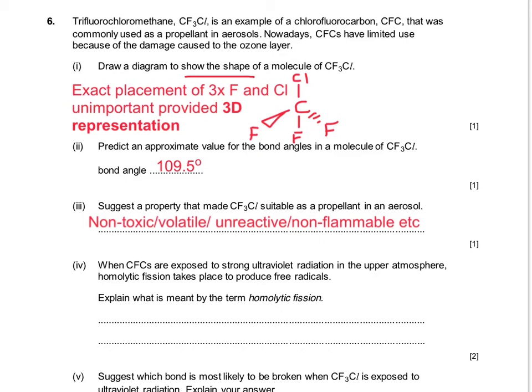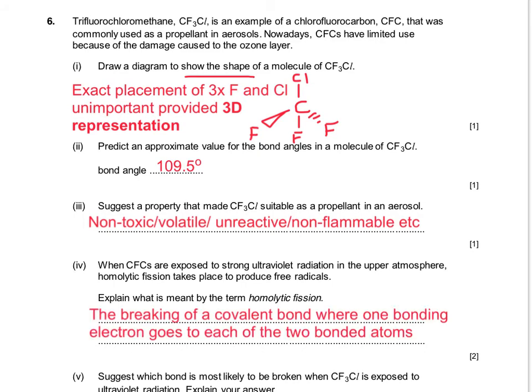Okay, then the next part, when chlorofluorocarbons are exposed to strong UV radiation in the upper atmosphere, you get homolytic fission taking place. So you've got to explain now what homolytic fission actually is. But you need to be quite specific about how you say it. So I'd say the breaking of a covalent bond where one bonding electron goes to each of the 2 bonded atoms. Because you can see there quite clearly it's 2 marks that's on offer.